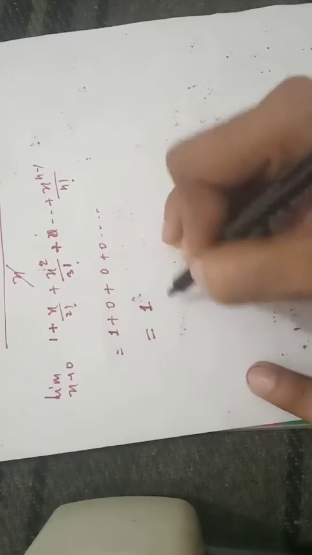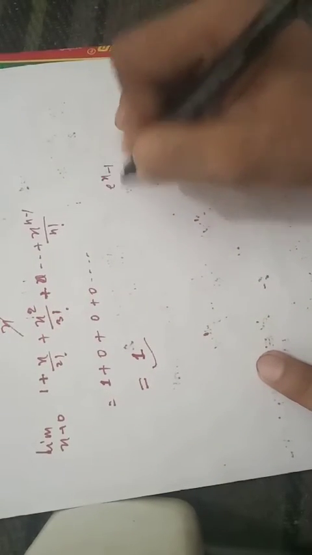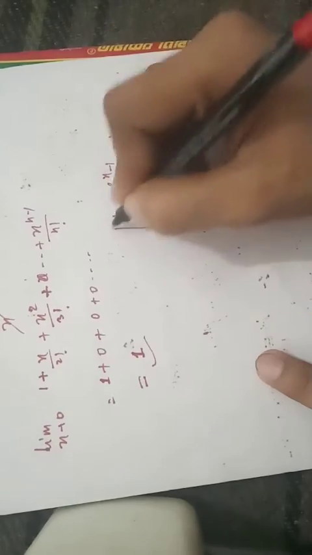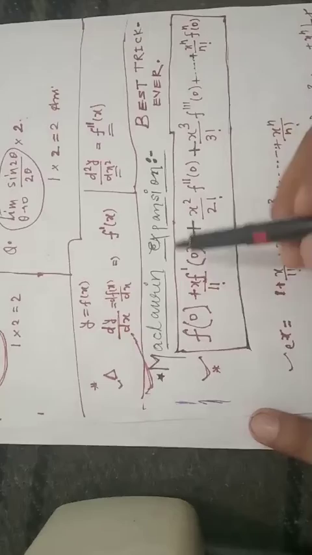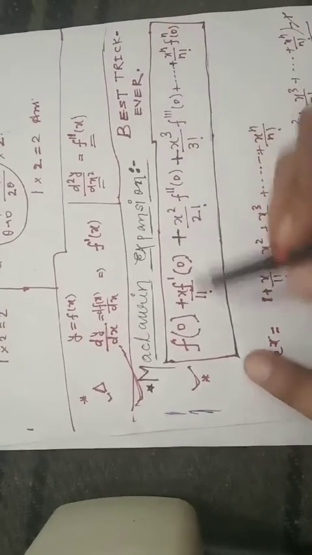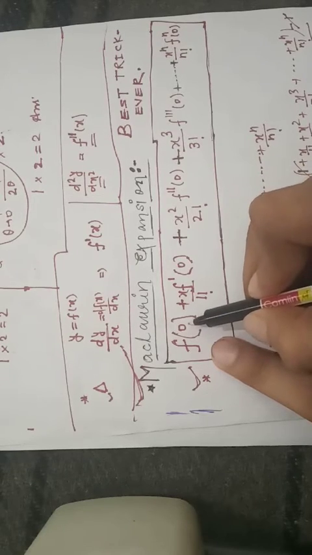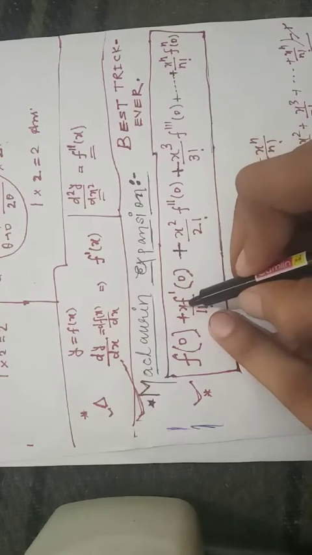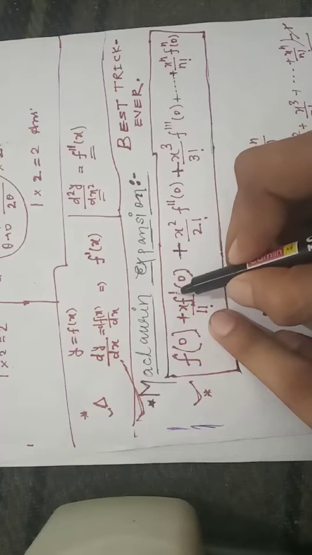So look, we saw that (e to the power x minus 1) upon x, limit x tends to 0, is equal to 1. This was also the formula, but we got it from the expansion. This is the benefit of expansion. And I have written this formula, f(0): whatever function you are given, you have to put 0 at first, and then you have to write x upon factorial 1, then differentiate, f dash 0.